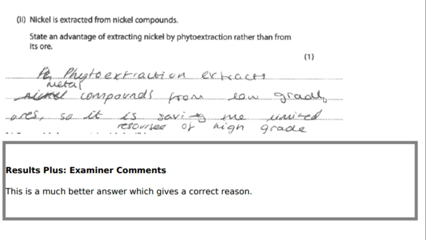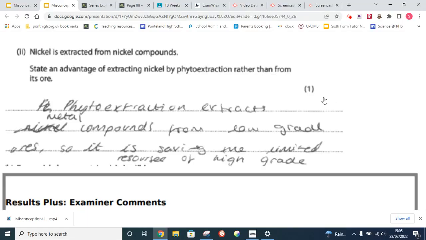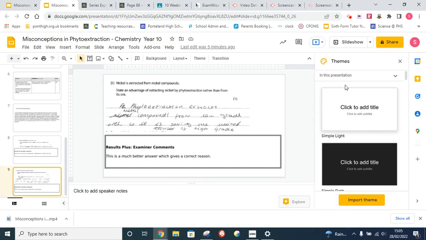Well, this example is much better. Phytoextraction extracts a metal compound from low-grade ores. Fantastic, there you go. You've got your mark. Especially, they went on to say it saves the high-grade ores. Fantastic. And therefore, you've got full marks there. But remember, don't just talk about generic, it's better for the environment. Remember, you have to be specific as to what the environmental issue would be.